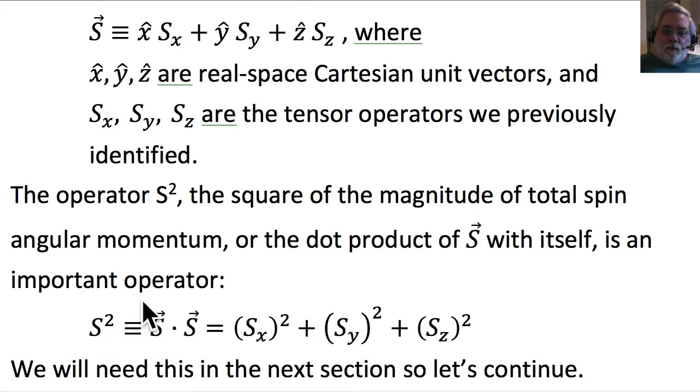It's the dot product of S with itself, which means we're going to get tensor operator Sx squared, the tensor operator Sx times itself, which we will have to figure out, plus tensor operator Sy squared plus tensor operator Sz squared. But there's no longer any components here. The components are gone. So this is a tensor operator. We need to figure out what it is, but it is a plain old tensor operator, no arrow.